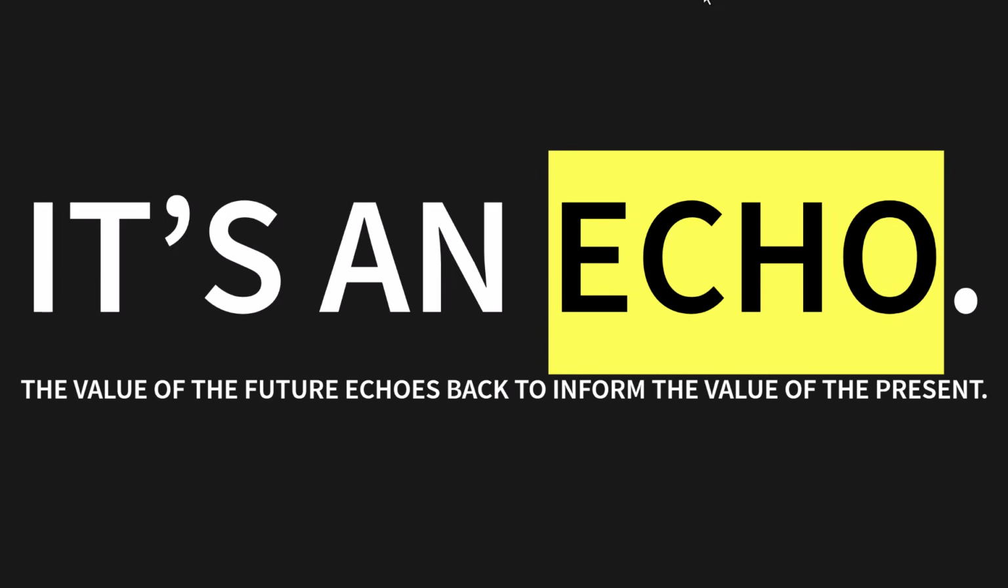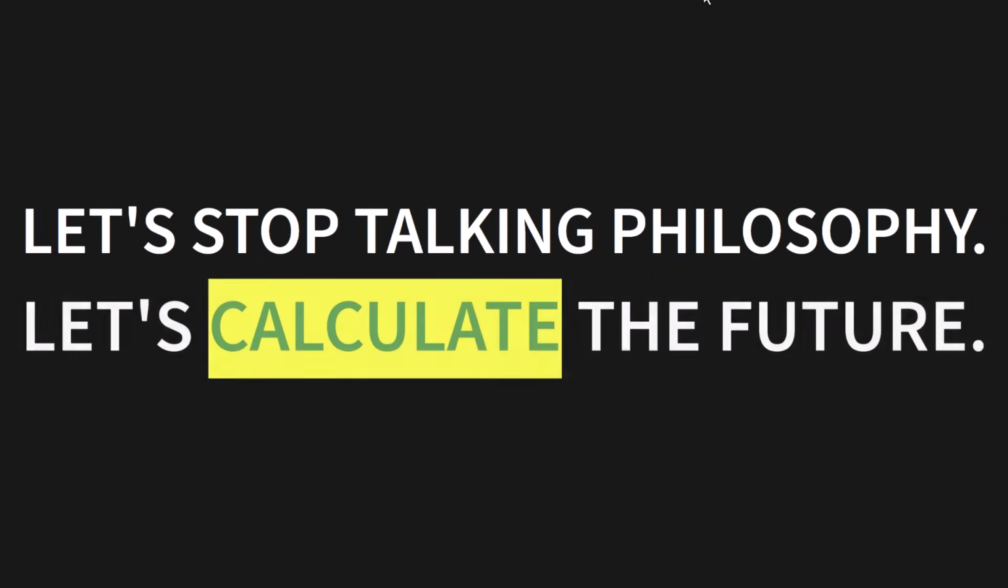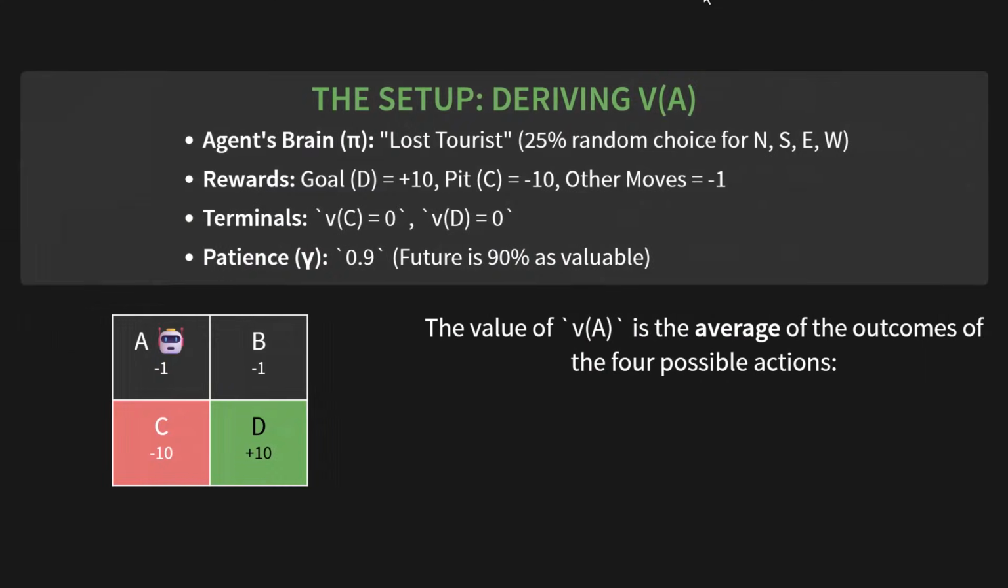Okay, let's stop talking philosophy. Let's see it in action. Let's actually calculate the future. Time to get our hands dirty. We're going to build the Bellman Equation for our little maze for a single state. State A. Look at the setup on the screen.